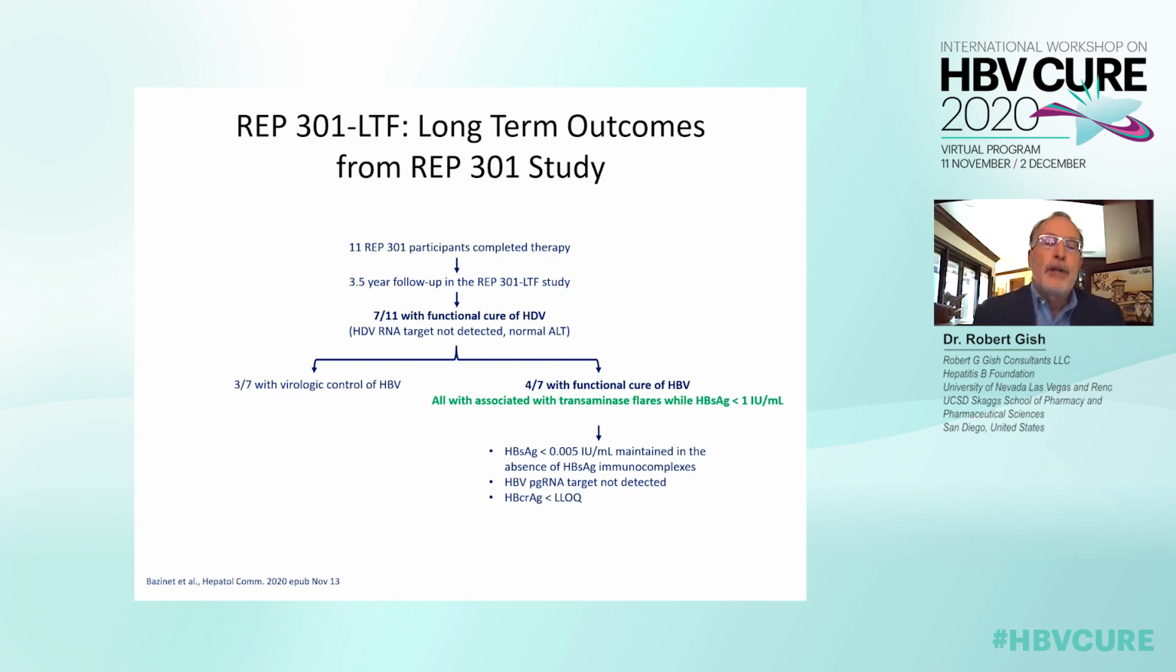3 of 7 had virologic control of hepatitis B, interestingly, and 4 of 7 had surface antigen loss with a functional cure. There was a transaminase flare that took place as S antigen levels fell below 1 international unit per mL. Other exploratory endpoints included S antigen with a super-sensitive assay of less than 0.005. Pregenomic RNA was quantified, and core-related antigen was quantified.